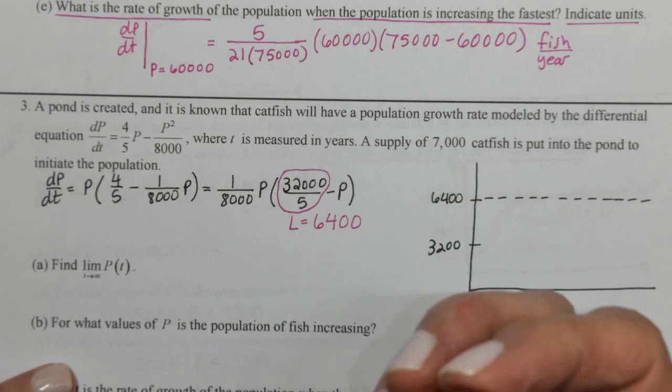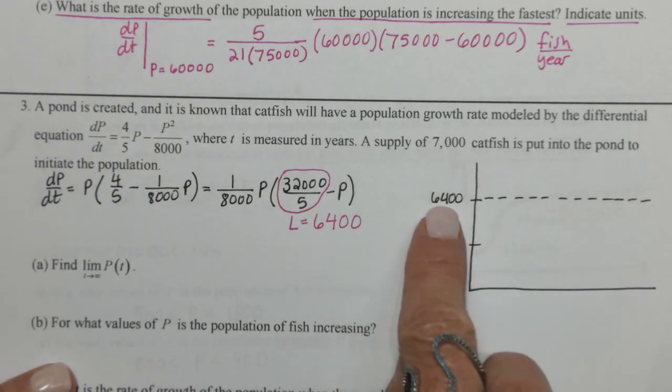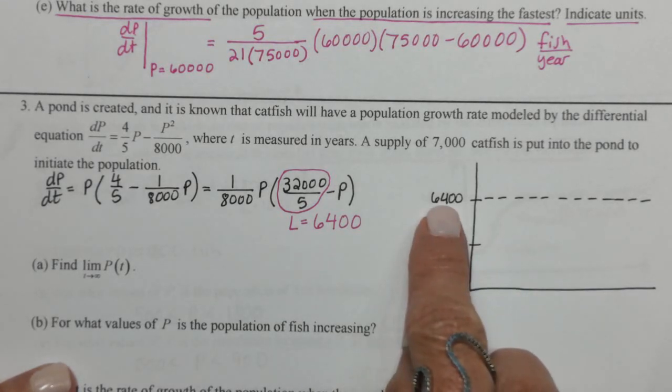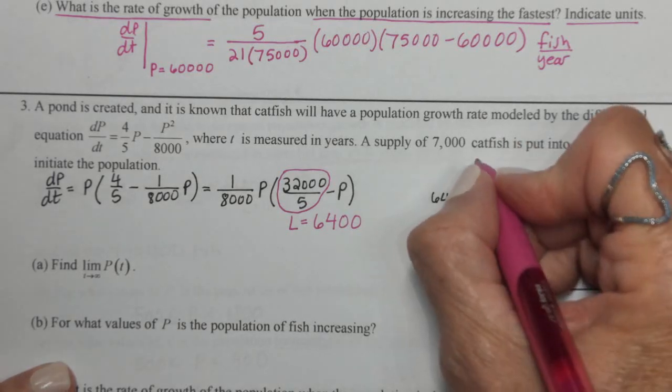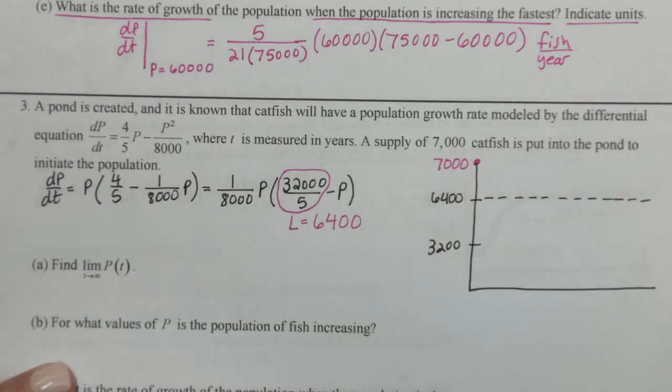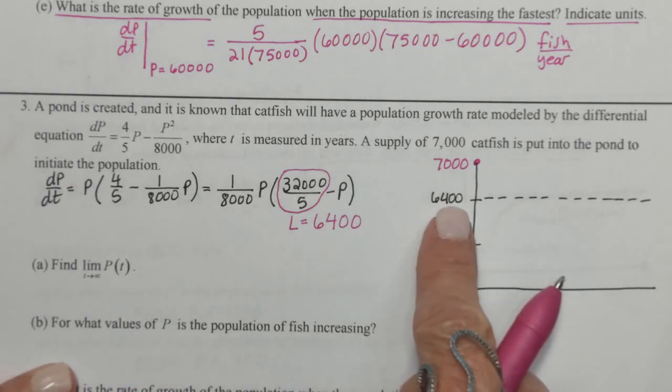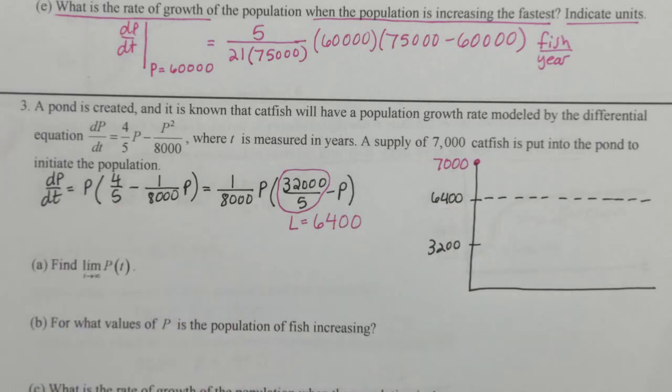So we have this pond, okay? This pond is known to hold a maximum of 6,400 catfish. And we throw 7,000 catfish in this little pond. What is going to happen to these catfish? Well, they're going to die. They're going to die off because the pond cannot sustain them. There's not enough resources in the pond to sustain 7,000 fish. The maximum it can sustain is 6,400. So are these fish going to die slowly or quickly? They are going to die, and they're going to die fast, right?